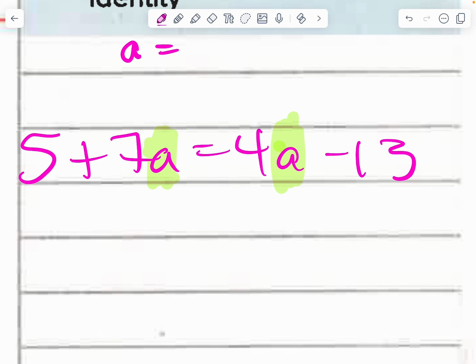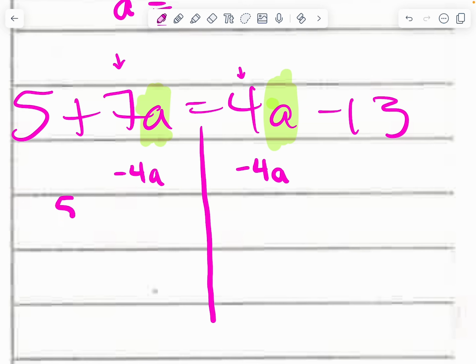Now, most of the time what I like to do is move the smaller of the two coefficients. So if I look at these two coefficients, the numbers that are sitting in front of A, which one's smaller? The 4 is. So that's the one that I'd move. So I'm going to subtract 4A from both sides. And just for you guys, I will put that line down.